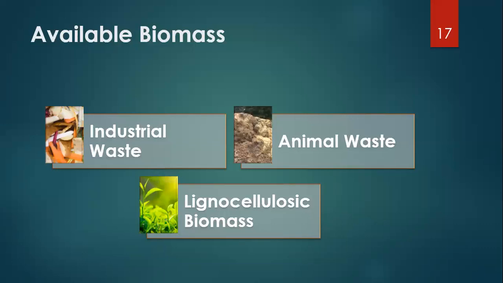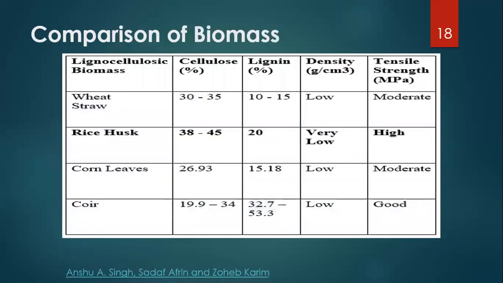Next slide, kindly. We will be focusing on lignocellulosic biomass. In lignocellulosic biomasses, we chose four materials with the best properties. We have to select a material with the highest quantity of cellulose and lowest price. So we chose rice husk.